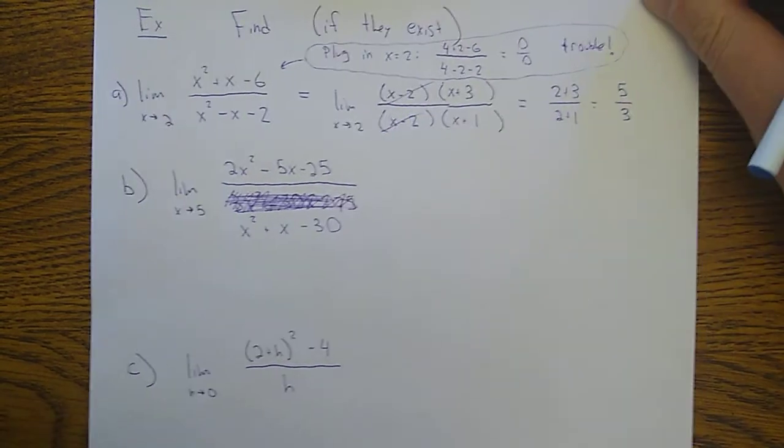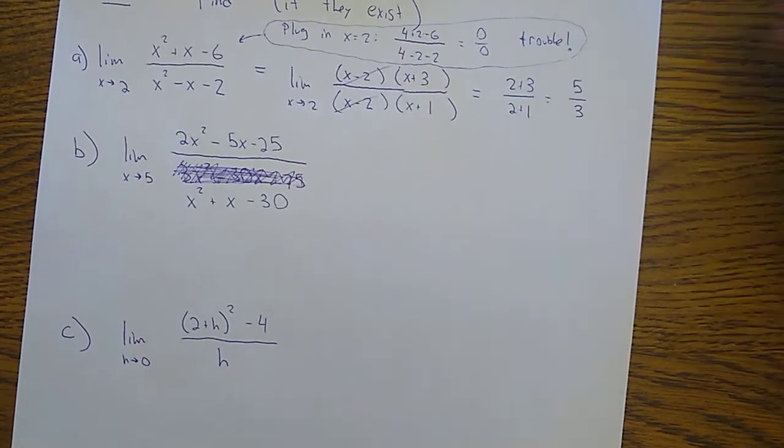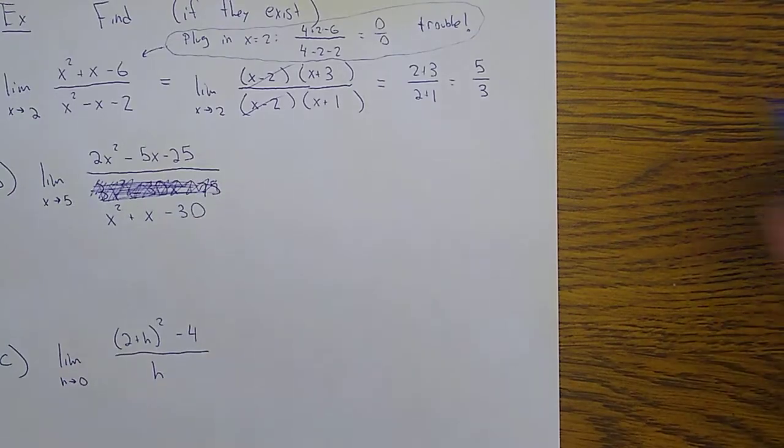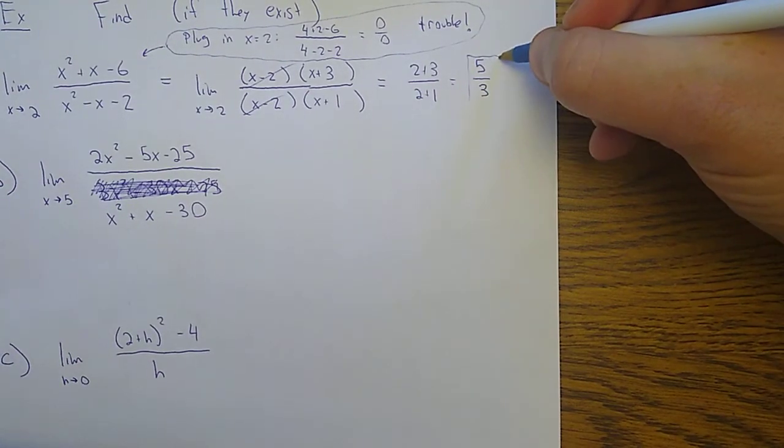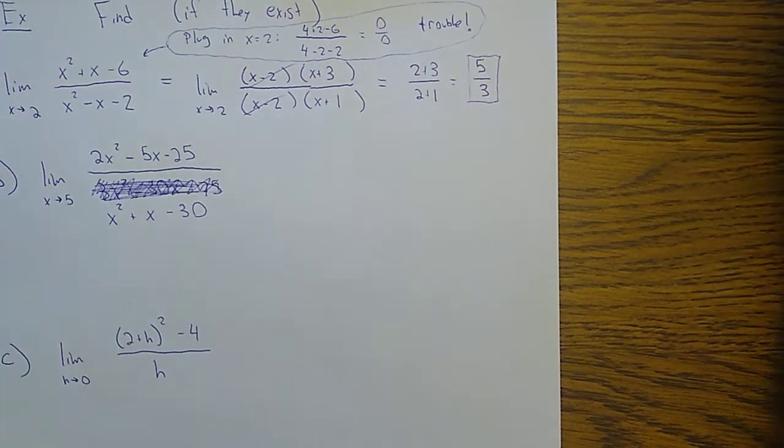After doing this cancellation, I find that I can plug it in. I don't get 0 over 0. I get 5/3. So that's going to be my answer.